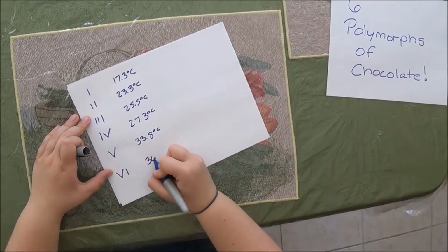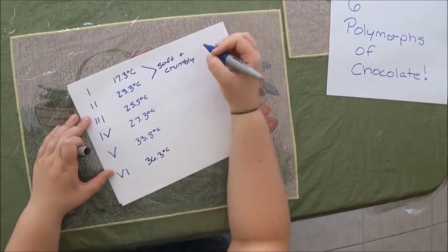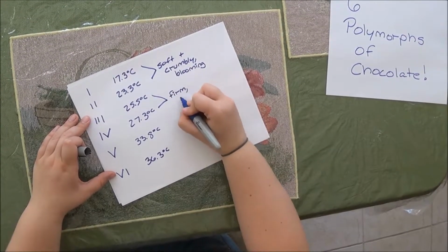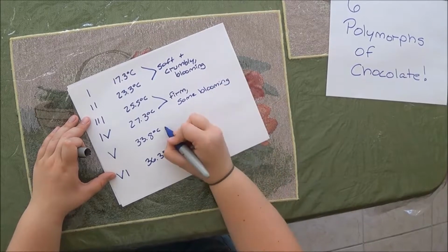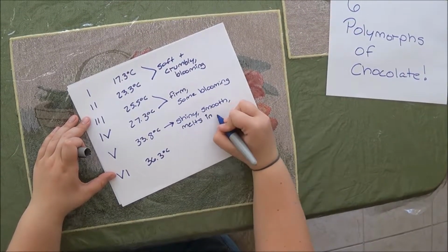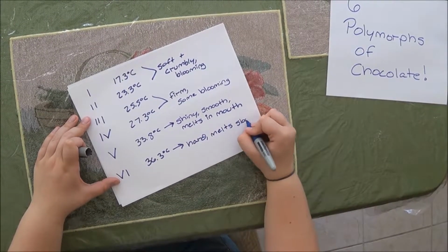So forms 1 and 2 feature soft and crumbly texture. There's also blooming shown on the surface. Forms 3 and 4 are firm, they have some blooming, and then form 5 is the ideal one. Most chocolate is in this form. It's smooth, melts in your mouth, and then form 6, it's very hard.